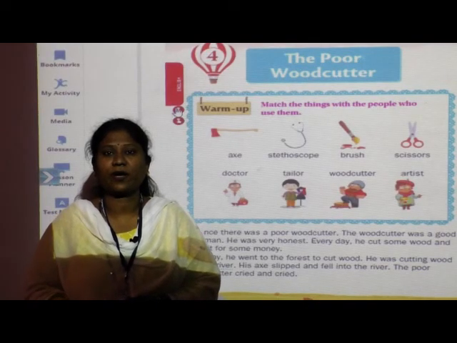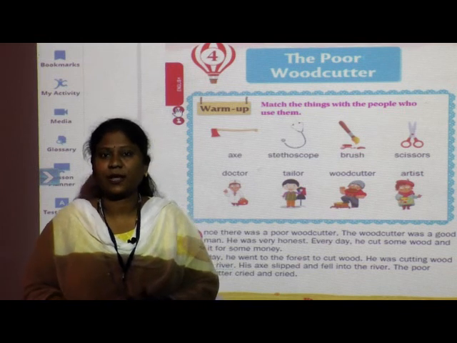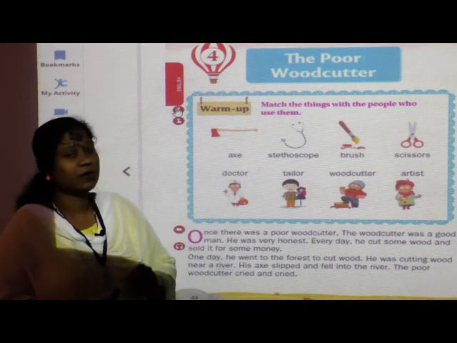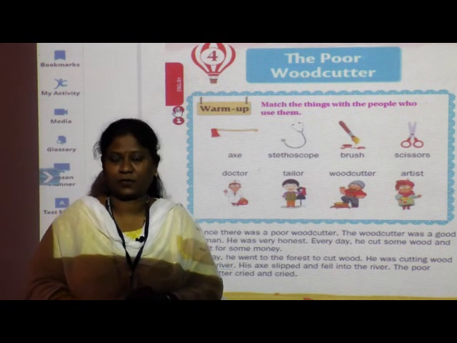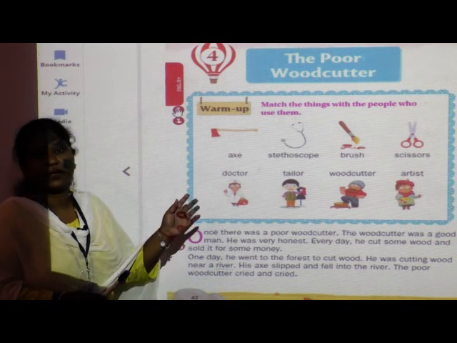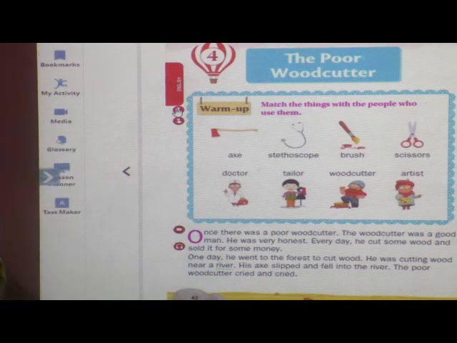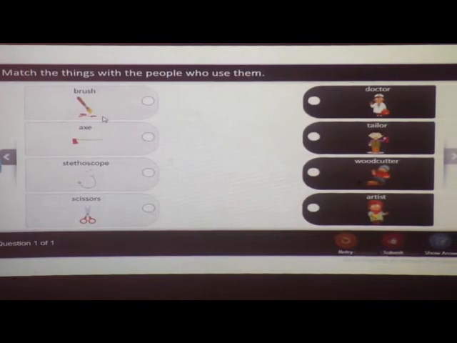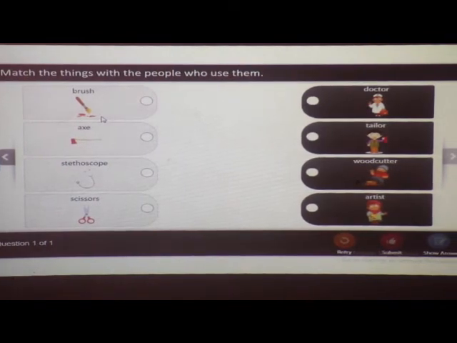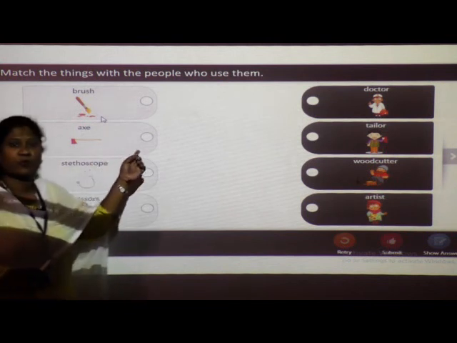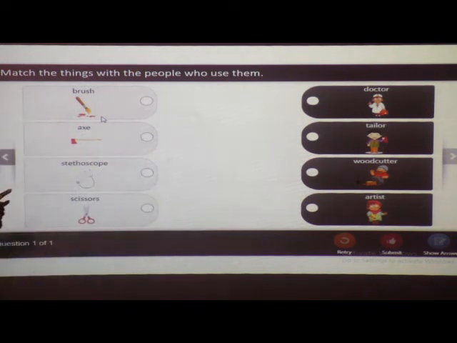Yes children, so you have to take out page number 42, the lesson name, The Poor Woodcutter. Okay, lesson number 4, The Poor Woodcutter. Okay children, before starting, we will do some warm up exercises. You have to do it with a pencil. On the same page, page number 42, there is a match the things with the people who use them. You have some pictures given at the top and the people who use them downside. So you have to match the pictures to the people.